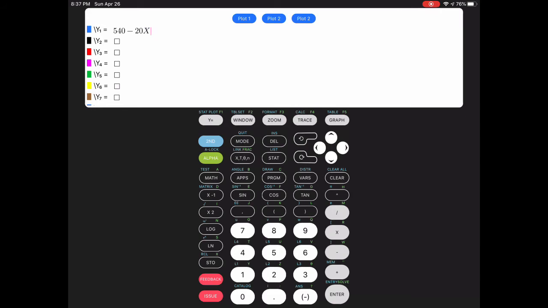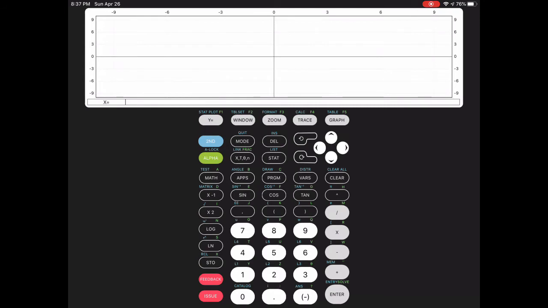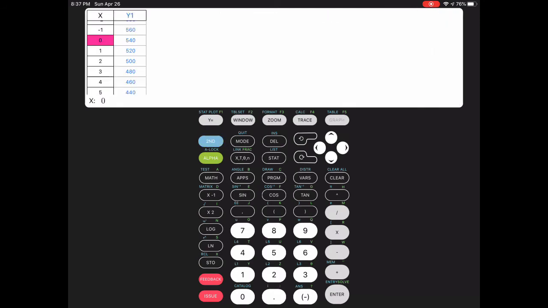And then really, if you wanted to graph it, you can graph it. You're not going to see much. So what we're going to do is look at these tables more than anything. Now the table says 0, 540. You see my table here? 0, 540 and 1, 520 and 3, 500, stuff like that.